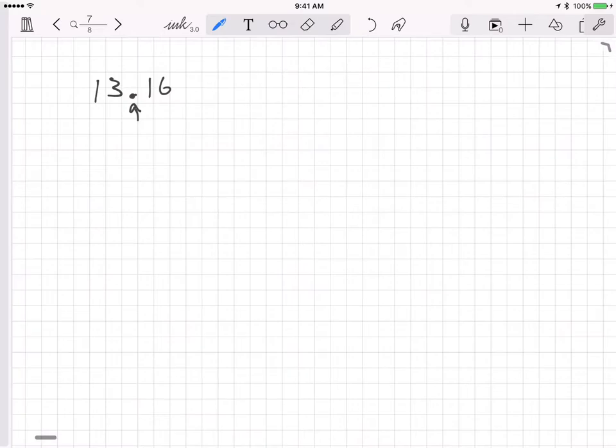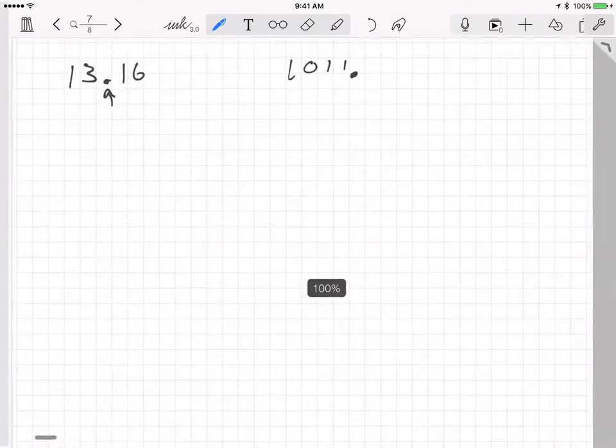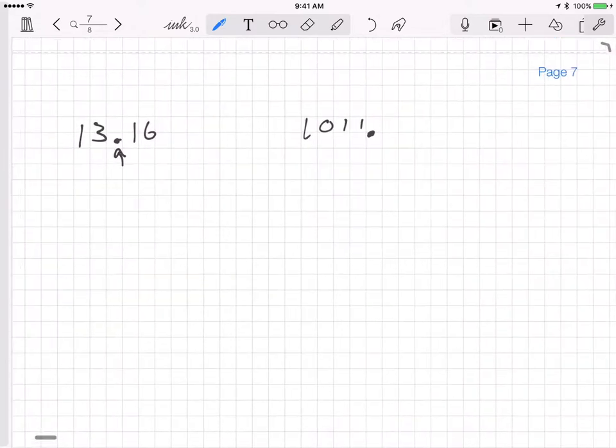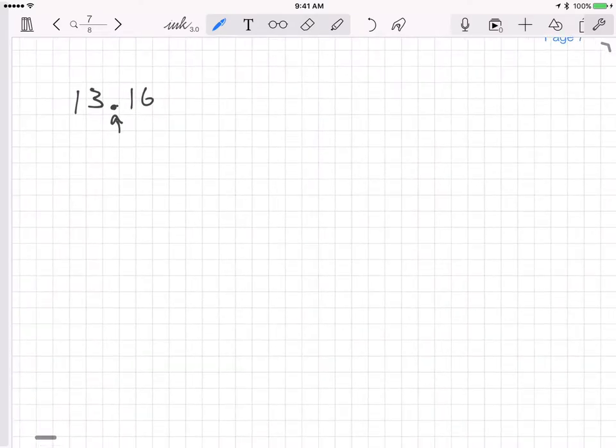So the base 2 number will have zeros and ones, 1011, and then there's a point which we might call a binary point, okay? And then there are more binary numbers like that. I don't know if this is the answer or not, though. Okay, so let's first divide our number into two pieces. We have the whole number part, 13, and then we have the fraction part, 16.